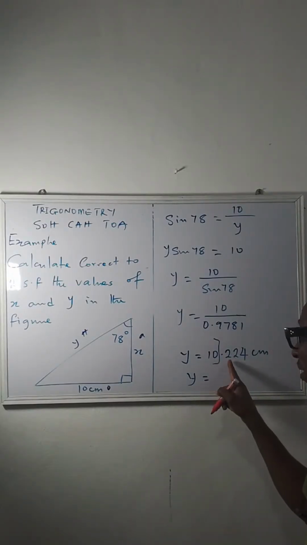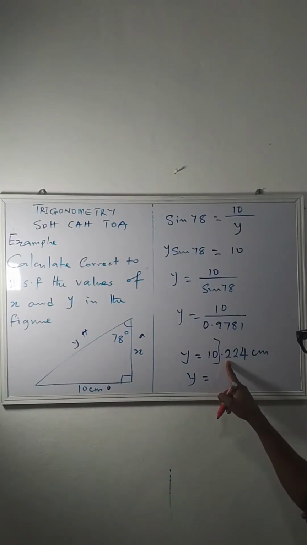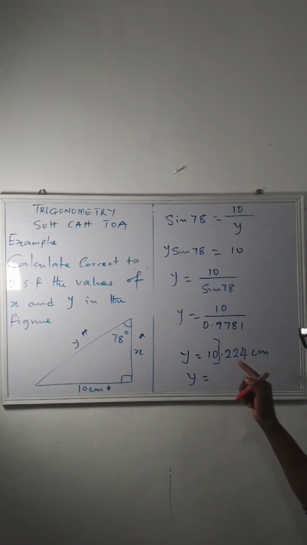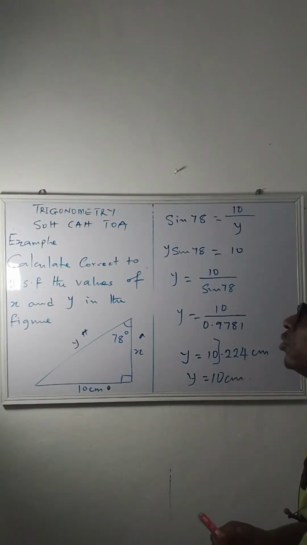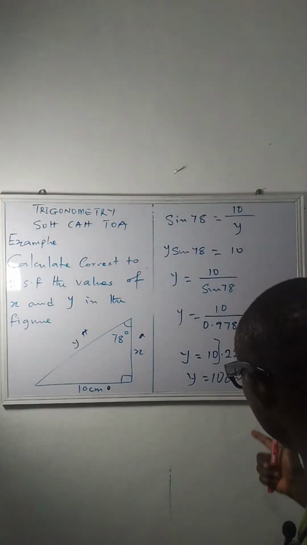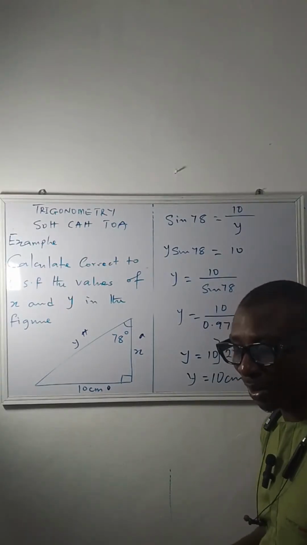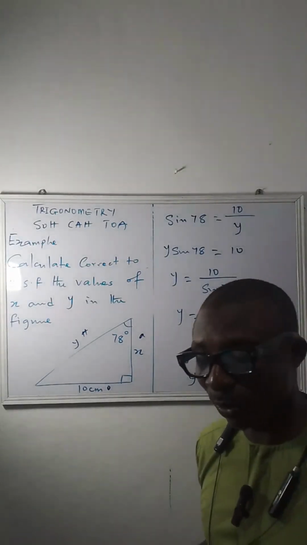But I have to look at the next digit to it. If it is up to 5, I will add 1 to this, and I will discard what we have after. But this is not up to 5, so I have to throw them away. So the answer now is 10 centimeter to two significant figures. So that is the answer to the problem. All right, I want to believe you are learning one or two things.